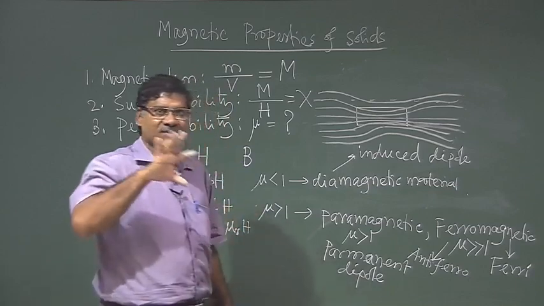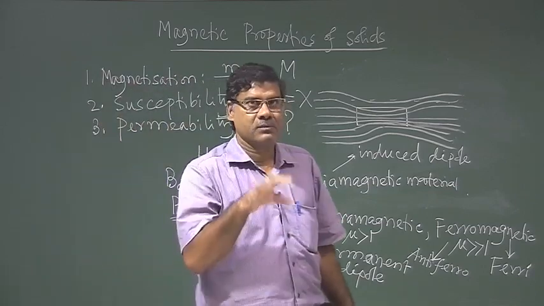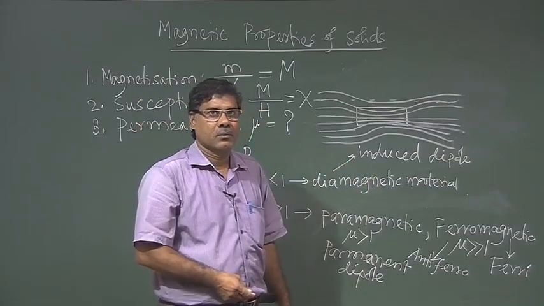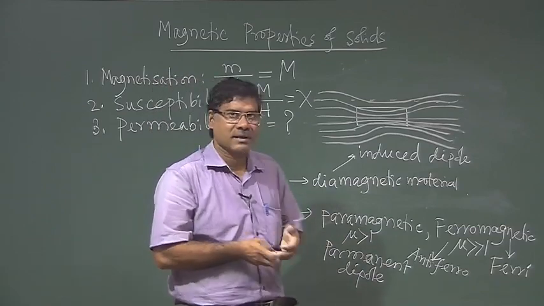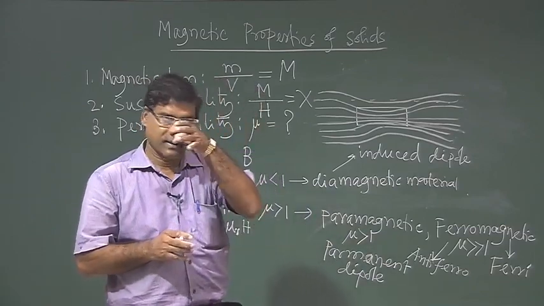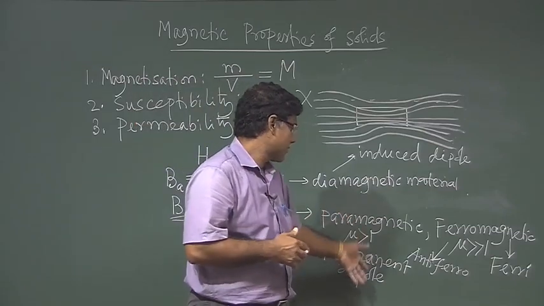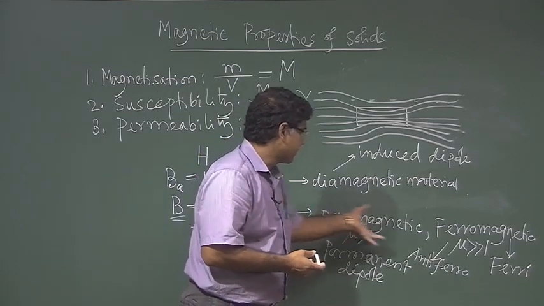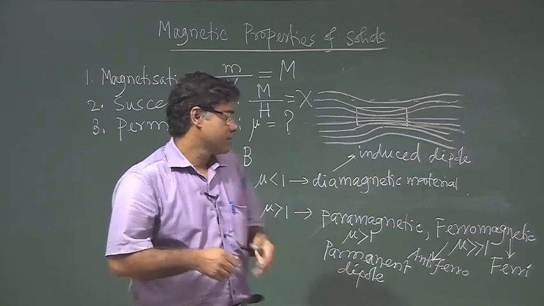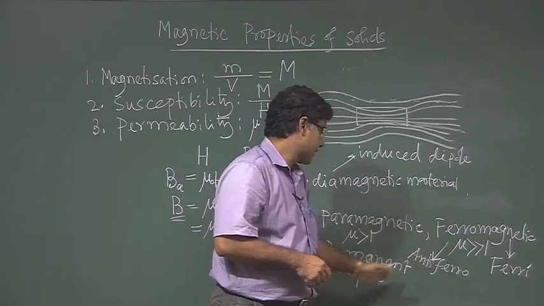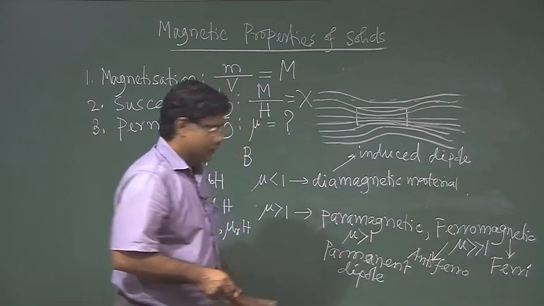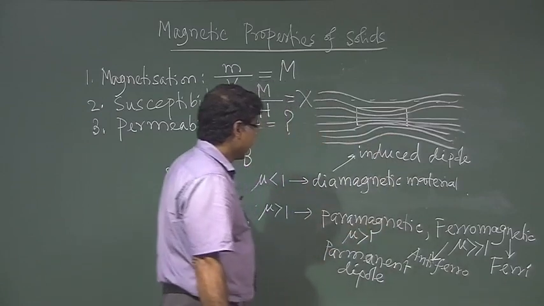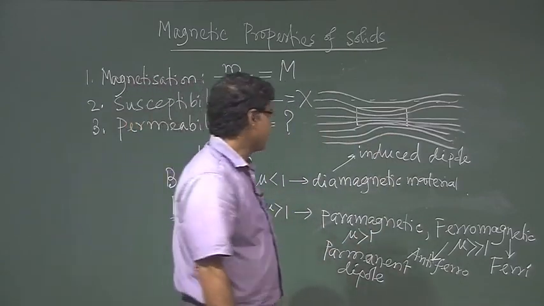So, now these materials are classified into two categories. One is based on the induced dipole moment, that is the diamagnetic property, and another is based on the permanent dipole moment. Then in that category again there is a division: paramagnetic, ferromagnetic, antiferromagnetic, ferrimagnetic, right. So, this is the broad classification of the magnetic material, and now we will study the individual ones.